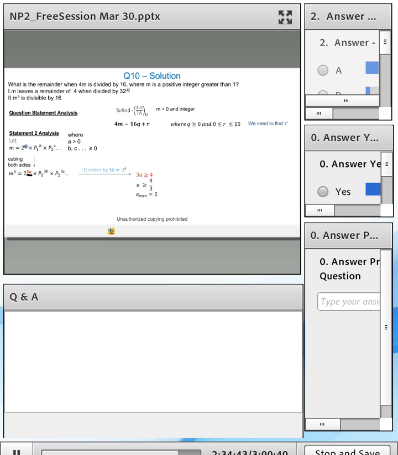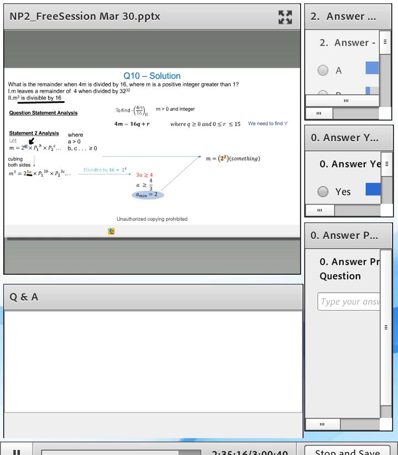If the statement m cube is divisible by 16 is to be true, this means that 3a has to be at least 4. Now you carry further, which means that a has to be greater than or equal to 4 by 3, which means that the minimum value of a, because a is a power and needs to be an integer, is 2. Now you put 2 and 2 together. What you see is that m is 2 squared times something.